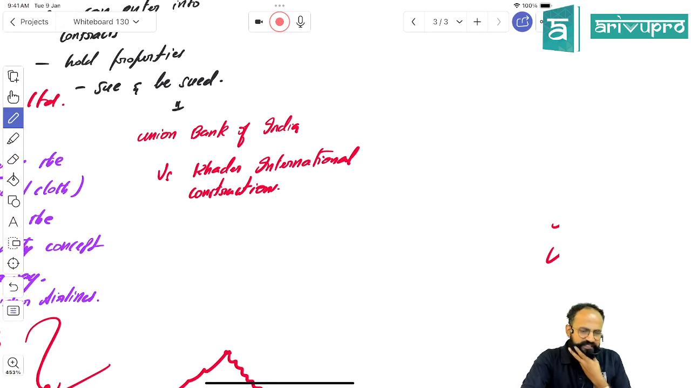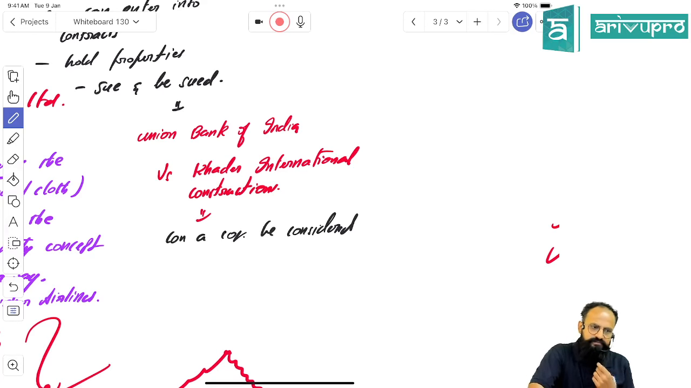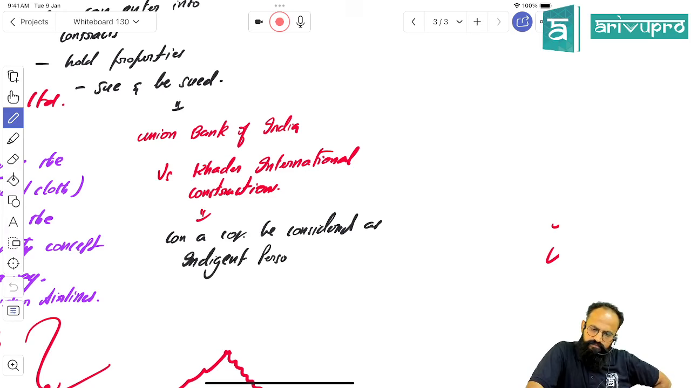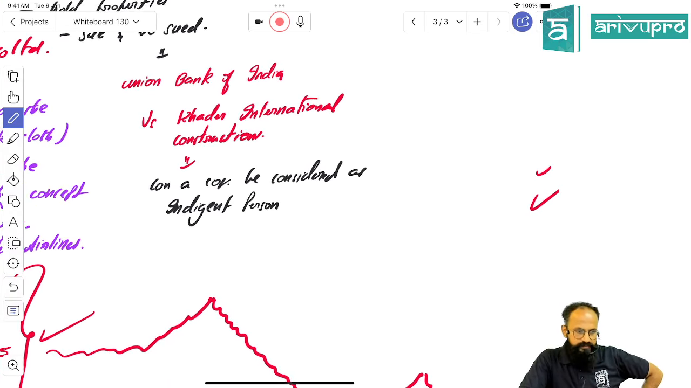Union Bank of India versus Kadar International Constructions. In this, you can just write: Can a company be considered as an indigent person?